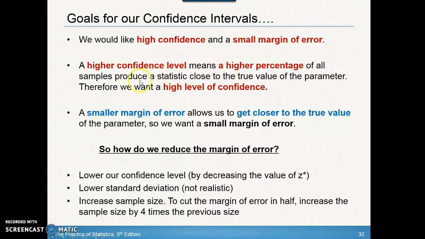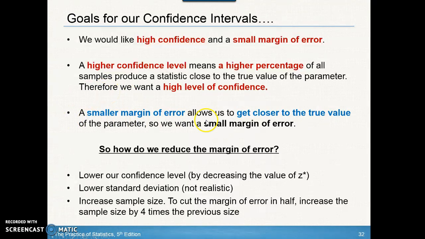That means that a higher percentage of all the samples produce a statistic close to the true value of the parameter. So a high level of confidence just means that when I take many samples, I want a lot of those samples to capture the true population mean. I want a lot of those samples to be close to the true population mean or proportion.